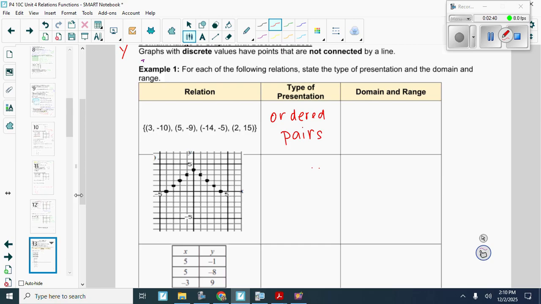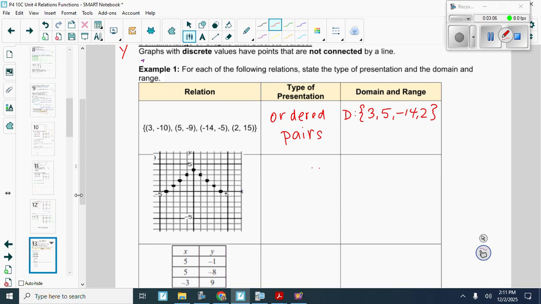So in the domain, remember the domain is our x's. I'm just going to shorten it up and say D for domain. And remember, we use our curly brackets. We're just going to list 3, 5, negative 14, and 2. That's our domain. Those are the numbers in our domain.